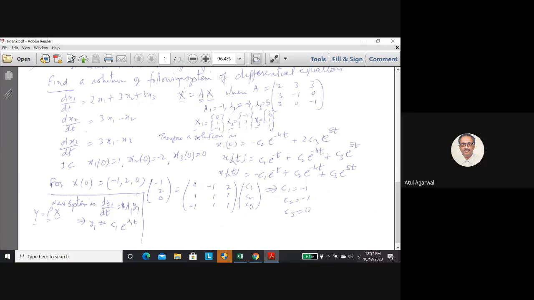So C1, C2, C3 come from the right hand side. So C1 is here, so it's 0, minus 1, 2. And from here 1, 1, 1. From here minus 1, 1, 1, 1. So you have got a set of linear equations. You can solve them, and you get your solution using these initial conditions.